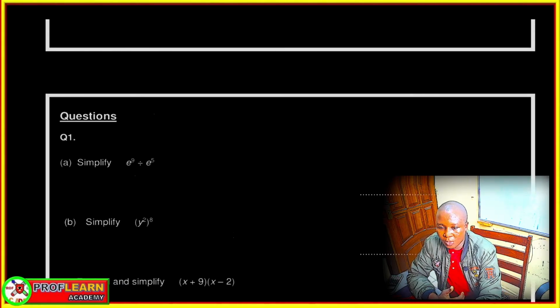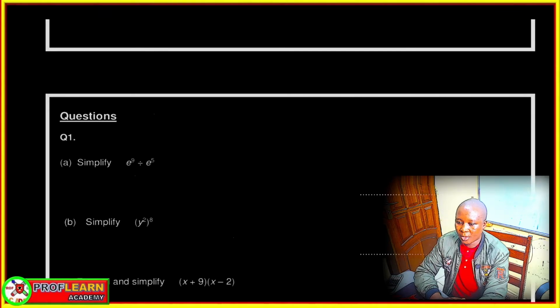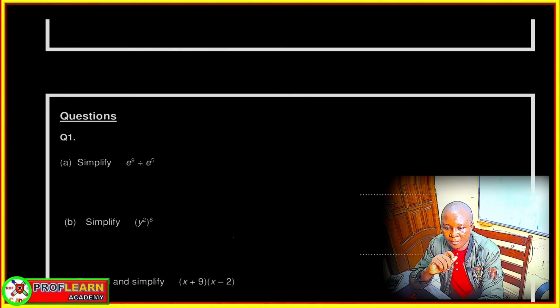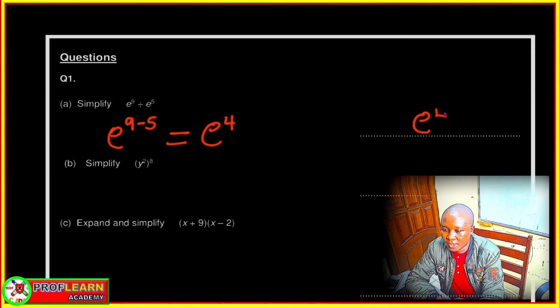For instance, you have to know how to work out questions to do with indices, because a question must be set from there. Indices and simplifying expressions. For instance, this one: when two variables of the same base having different powers are divided, you subtract the powers, and our answer is going to be 9 minus 5, which is 4.